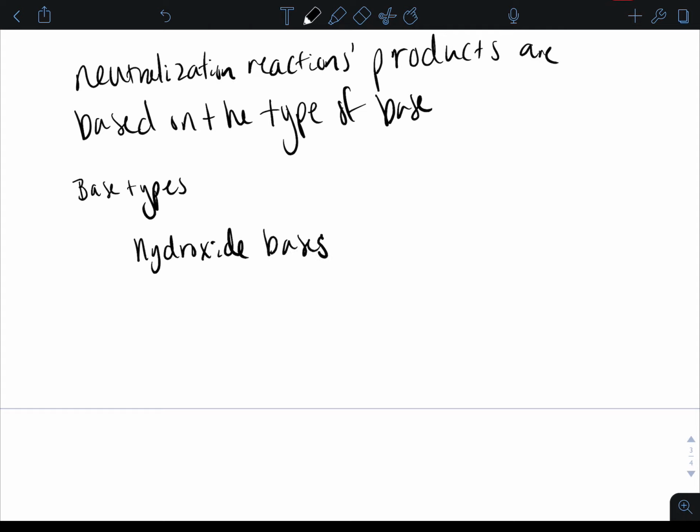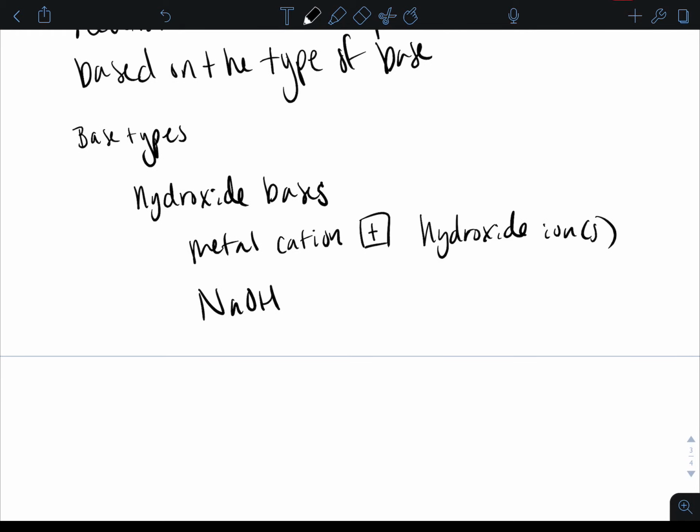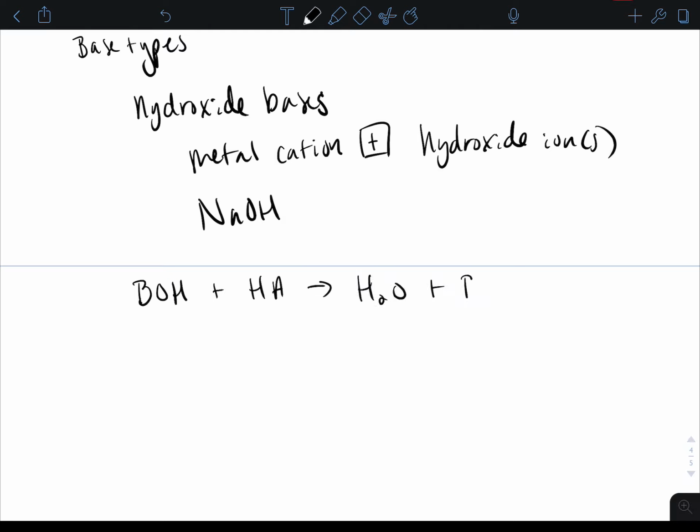And that's going to be a metal cation plus a hydroxide ion or ions. So something like sodium hydroxide would be considered a hydroxide base. When a hydroxide base reacts with an acid, so we have some BOH reacting with HA, it's going to produce water and a salt. And this is going to be the same every single time.